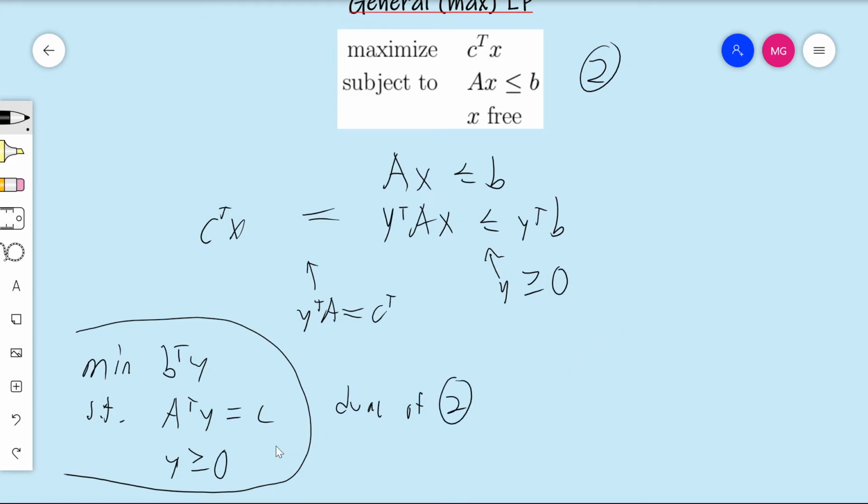So we impose non-negativity of the variables y, corresponding to the fact that we have matrix non-negativity constraints in the primal, and we impose equality constraints, equality matrix constraints in the dual, corresponding to the fact that we had free variables in the primal. So we had to impose a stronger condition there.